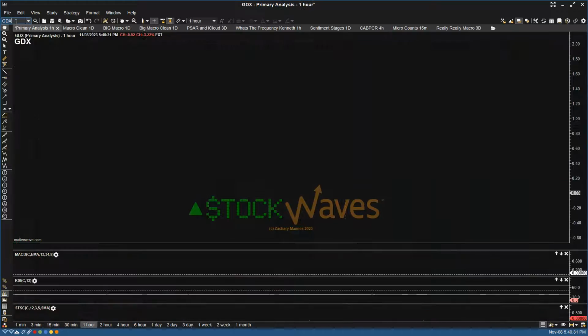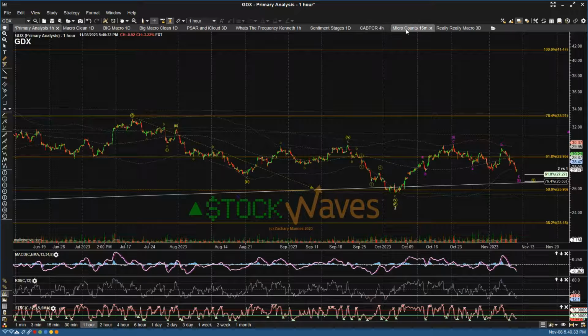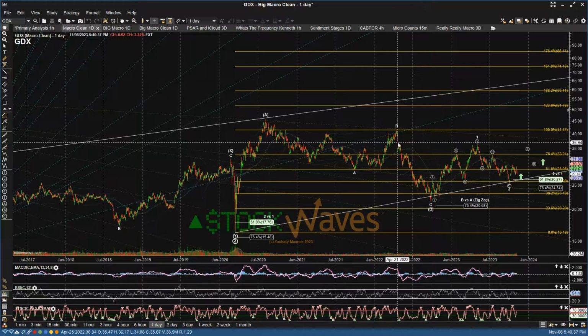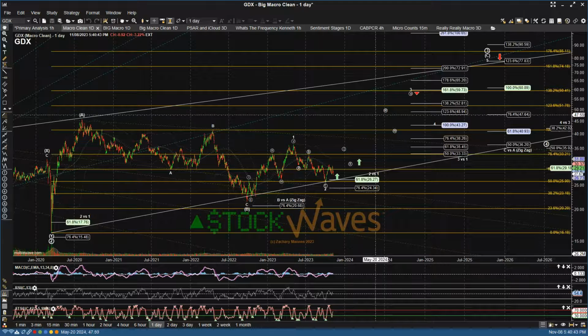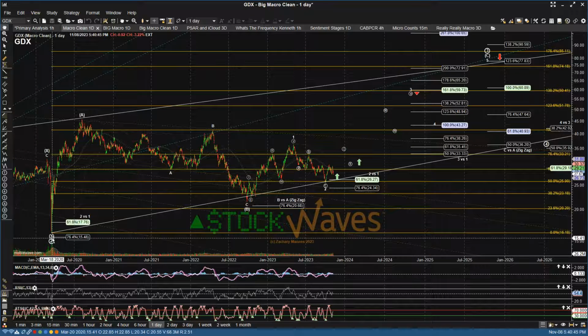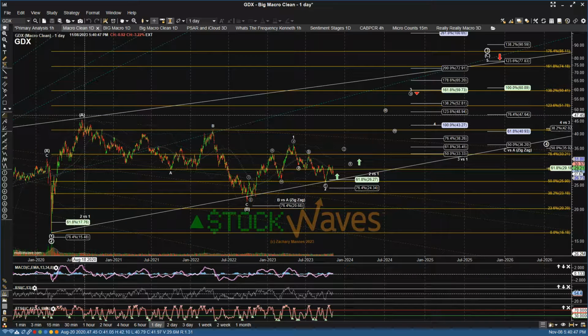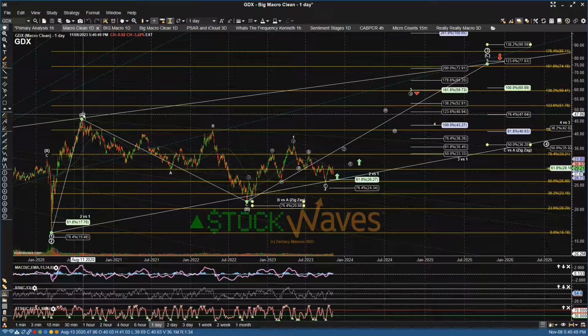And then quickly, we'll take a look at GDX. I'm going to go to the larger time frame here. Garrett and I also are viewing GDX as a larger diagonal. So the move off of the 2020 low was the start of the primary wave 3, but that was an A wave instead of wave 1 of 3.